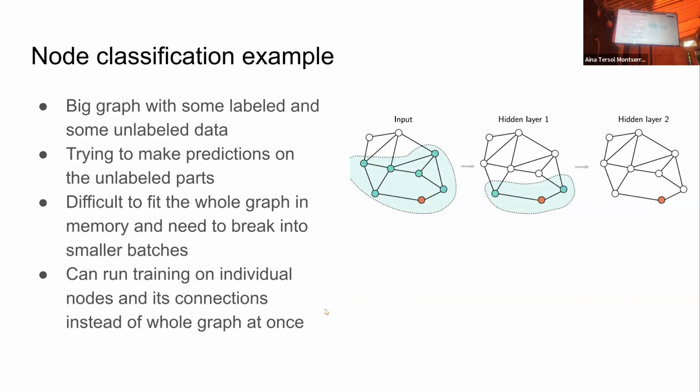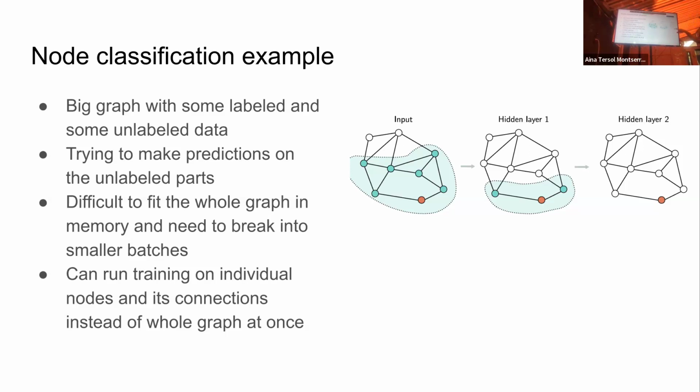So here's an example of node classification. We have this big graph with some labeled and some unlabeled nodes, and we want to learn from the labeled ones and then make predictions on the unlabeled. It's difficult to fit an entire graph. If you have something huge like Twitter or Facebook, it's difficult to hold that whole thing in memory and then do any operations on it. The clever trick is that instead of training on the whole thing, you make instances of just the individual node and its connections, and then you can make batches out of that.